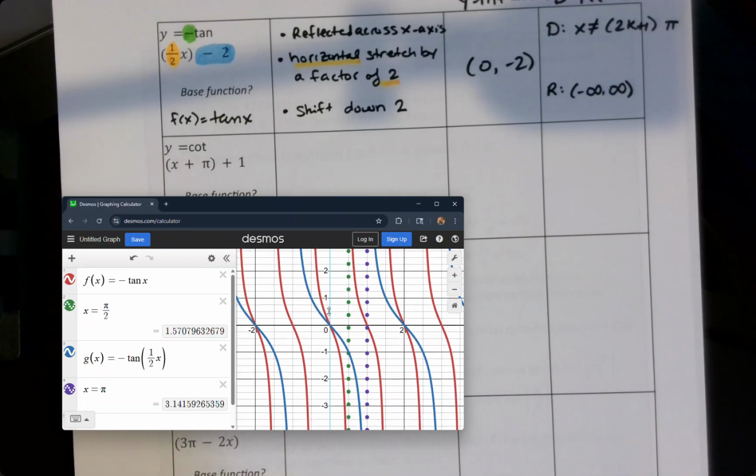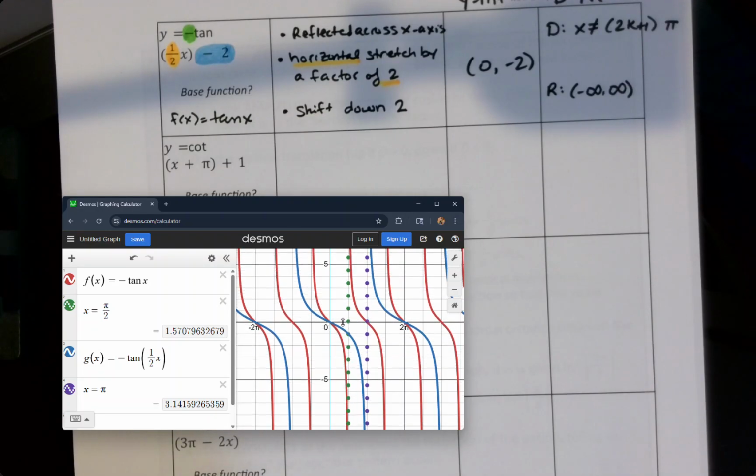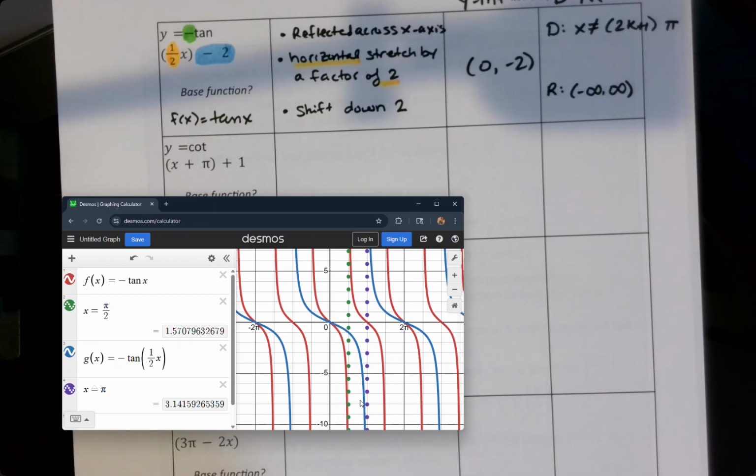If you zoom out, you can really see us getting close to those asymptotes. The original function has asymptotes at pi halves. The new function doesn't have an asymptote until pi, 2 times as big, as we were saying over here, all those multiples of pi.